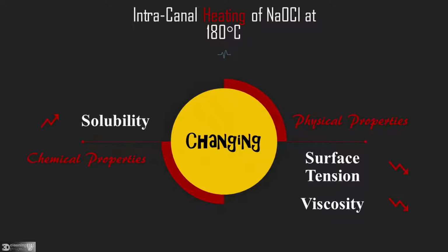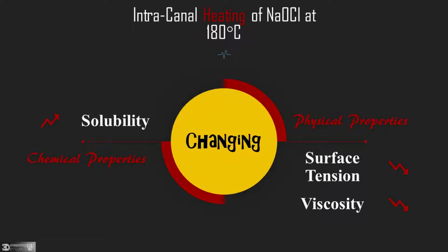Intracanal heating of sodium hypochlorite at 180 degrees is changing physical properties and chemical properties of sodium hypochlorite. It's changing physical properties of sodium hypochlorite and decreasing the surface tension, which will lead to decreasing viscosity of sodium hypochlorite. Both will lead to increasing solubility of sodium hypochlorite, which is a change in chemical properties.